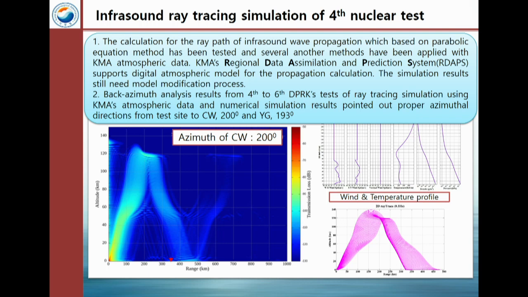And so far for the simulation results, we tested several methods, like normal mode simulations and the parabolic equation method, to get adequate propagation processes. And so far, we got positive results. What I'm showing on the bottom is the numerical simulation result for 4 tests using the KMA wind and temperature profiles and the ray tracing method. We favorably get the proper azimuth direction from the test site to Chalwon and Yanggu. Theoretically, we have 200 and 133 azimuth directions. It's almost identical.